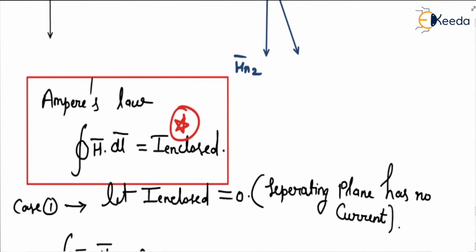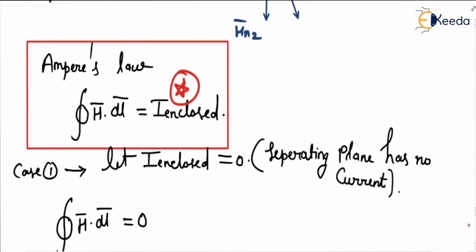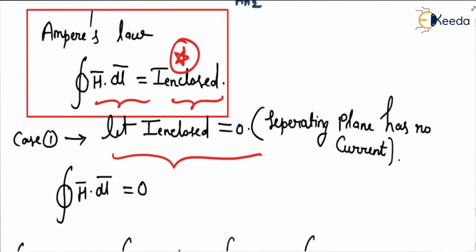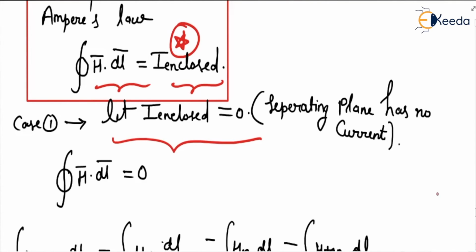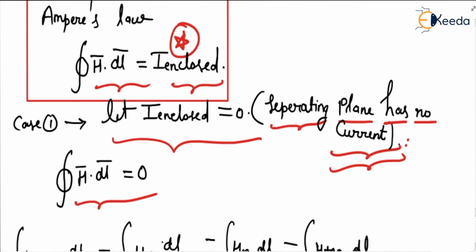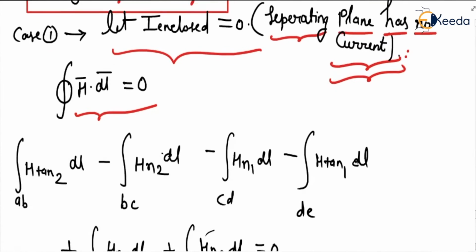Now we are applying Ampere's law: the circulation of H vector is equal to the current enclosed. Let I enclosed be equal to 0. If I enclosed is equal to 0, it means the separating plane has no current. The plane which is separating the two mediums does not contain any current. In this case, the circulation of H vector dot dl vector is equal to 0 because the current is 0.